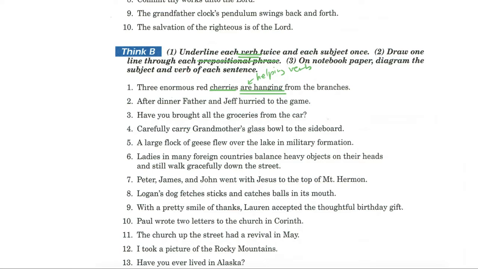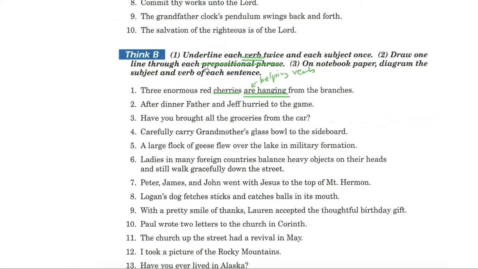Yeah. Draw one line through each prepositional phrase. Remember, a prepositional word tells us when or where. Those are prepositional words, and they're not nouns. So make sure you don't mistake nouns for prepositions. So, 3 enormous red cherries are hanging from the branches.